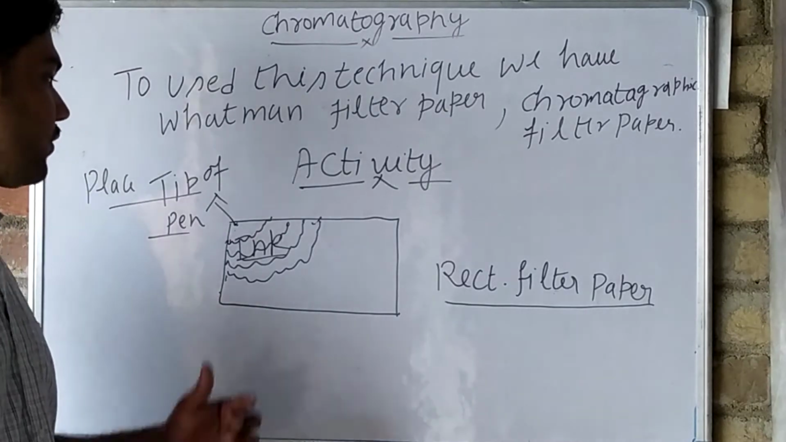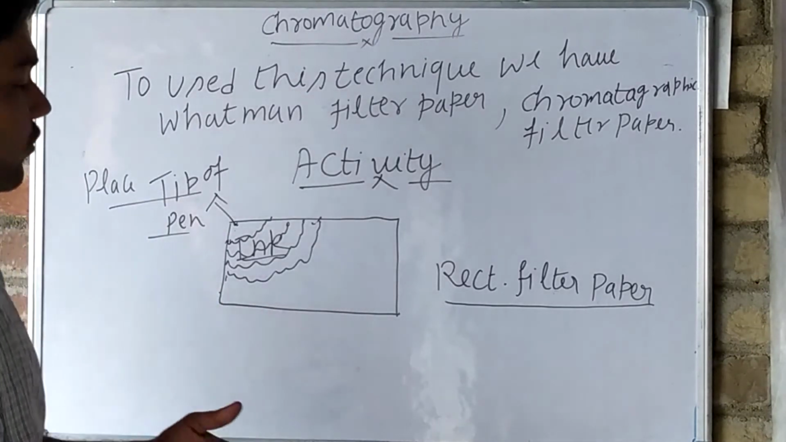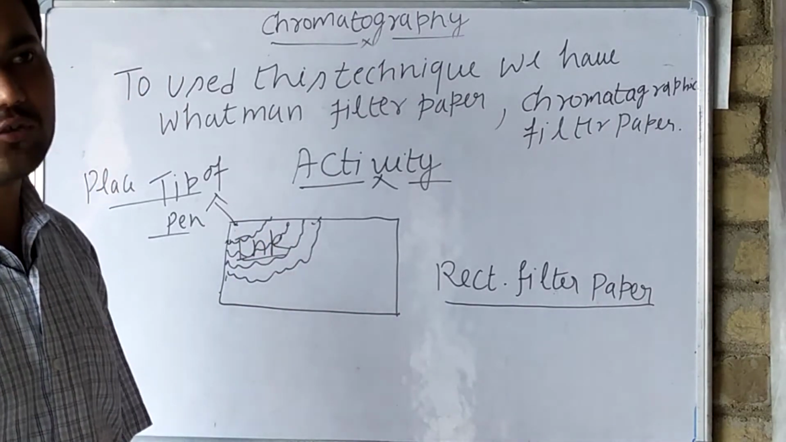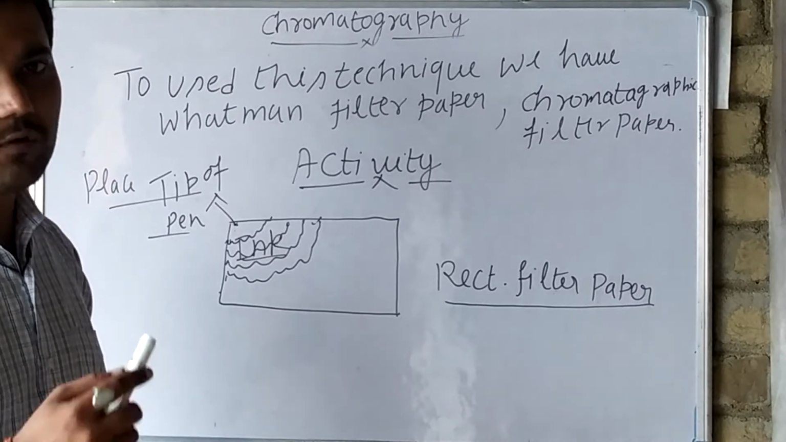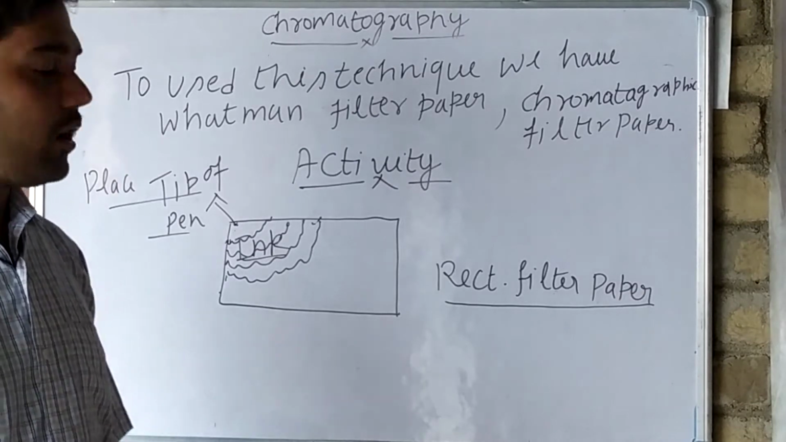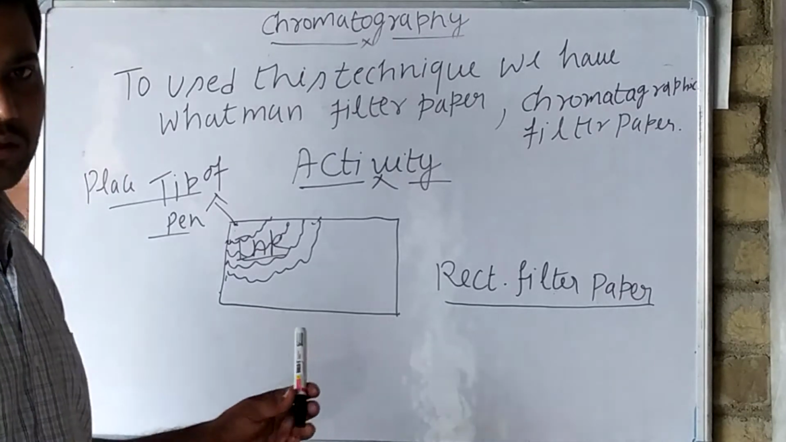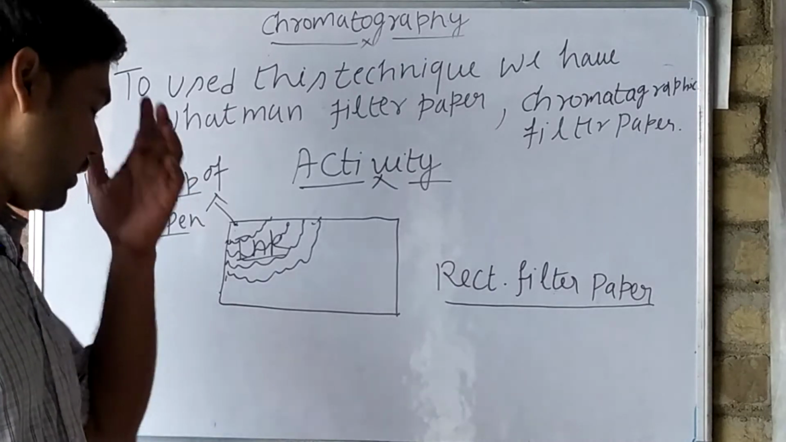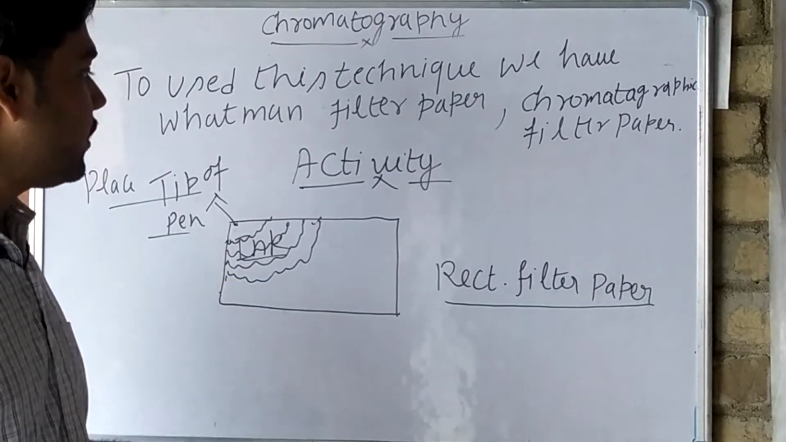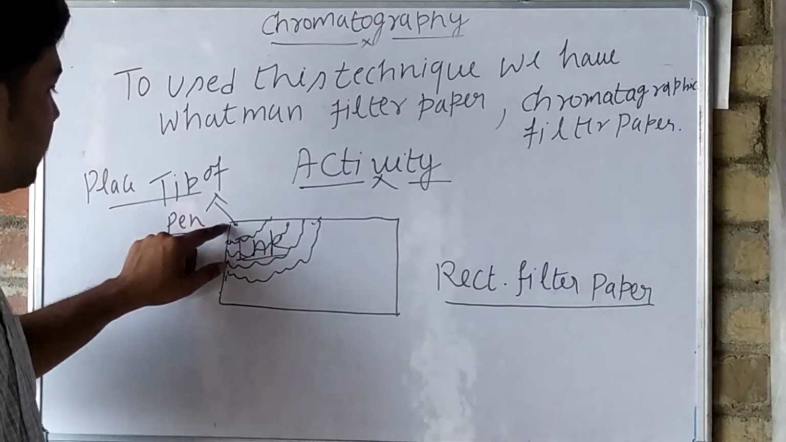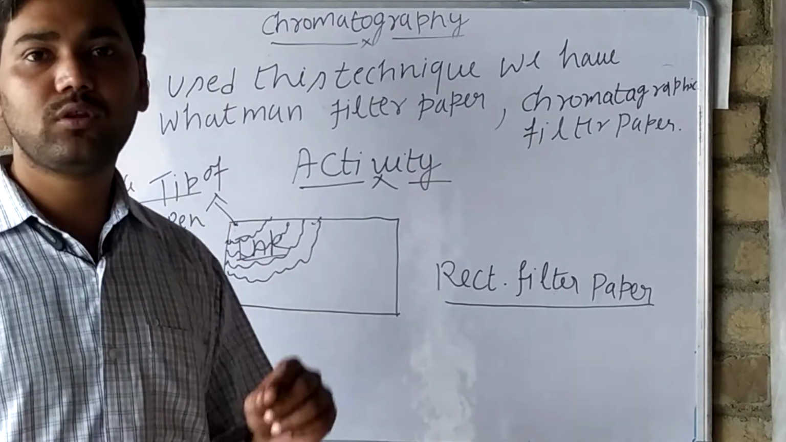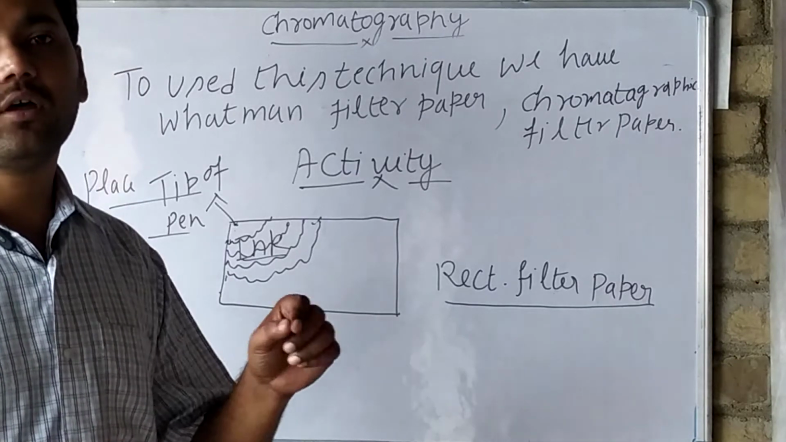After the ink has dried, what will we use? We will use an adsorbent, which can also be known as a solvent, that is, liquid water. Water will be the adsorbent here. And what will we do? We will just touch this end of the rectangular filter paper to the adsorbent, that is the water.